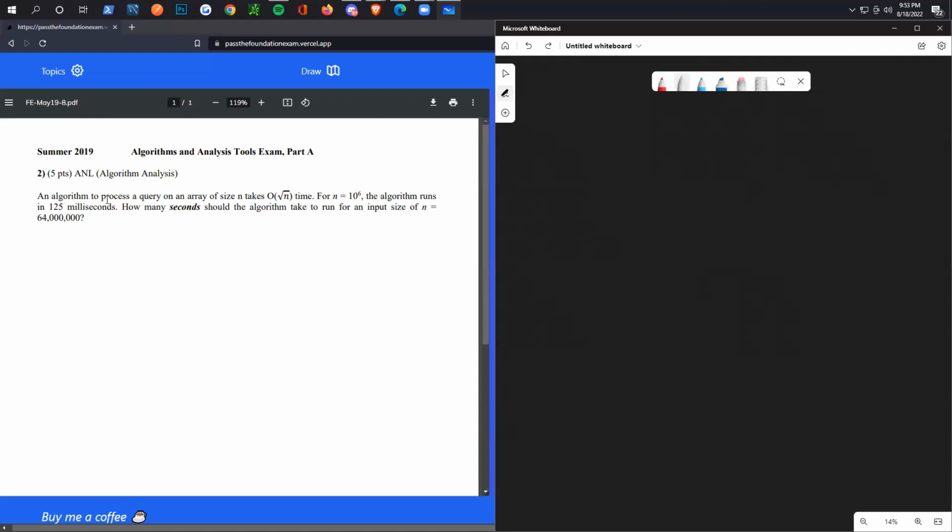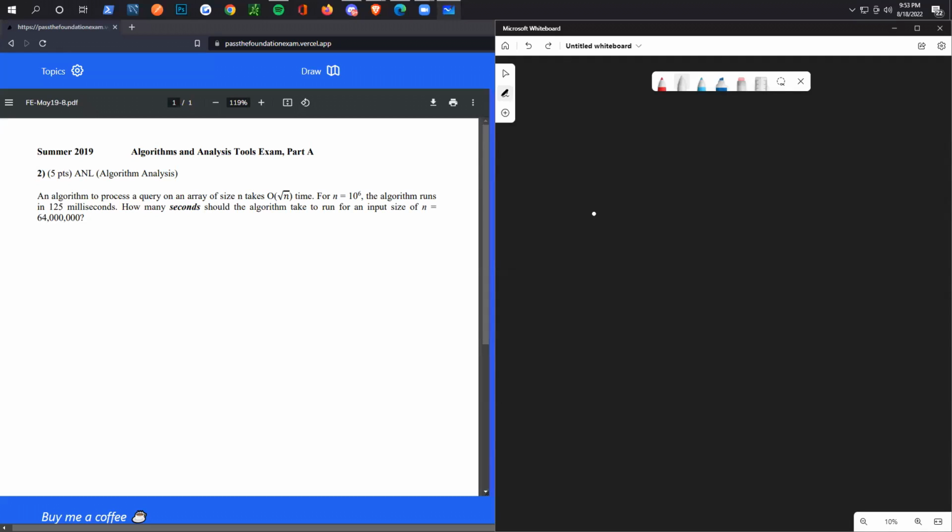Okay, so an algorithm to process a query on an array of size n takes O of n squared time. For n equals 10 to the 6, it runs in 125 milliseconds. How many seconds should the algorithm take to run for an input size of 64 million?